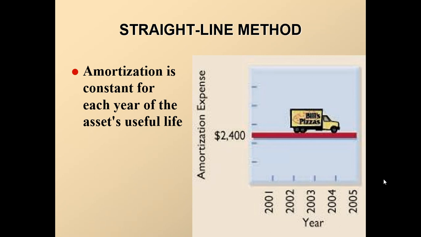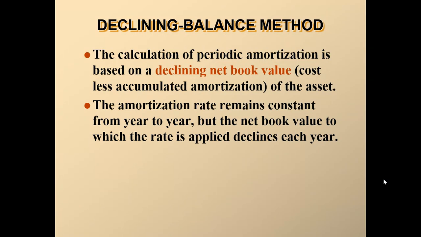As mentioned in the prior slide, the rate or the amortizable expense matched with that specific asset is going to be constant from year to year. It doesn't really change. With the declining balance method, the calculation of the periodic amortization is based on declining net book value. In other words, in this case, you're looking at the cost less the accumulated amortization of the asset. Usually the rate remains constant from year to year, but the value to which the rate is applied declines each year.